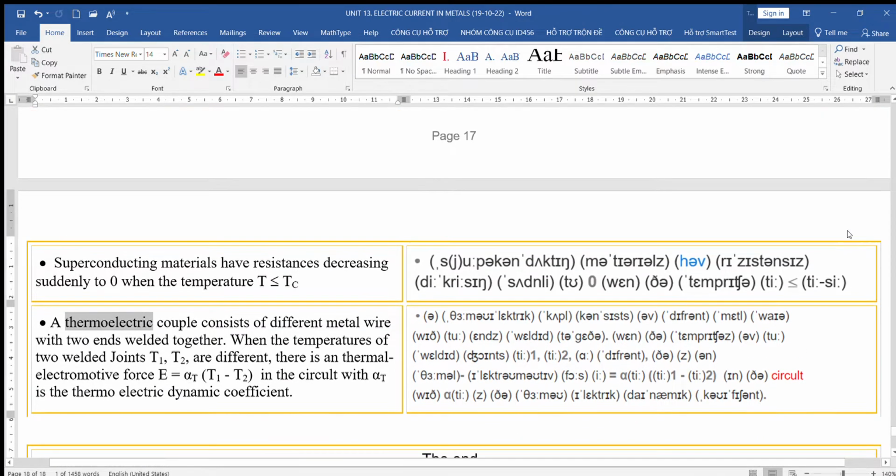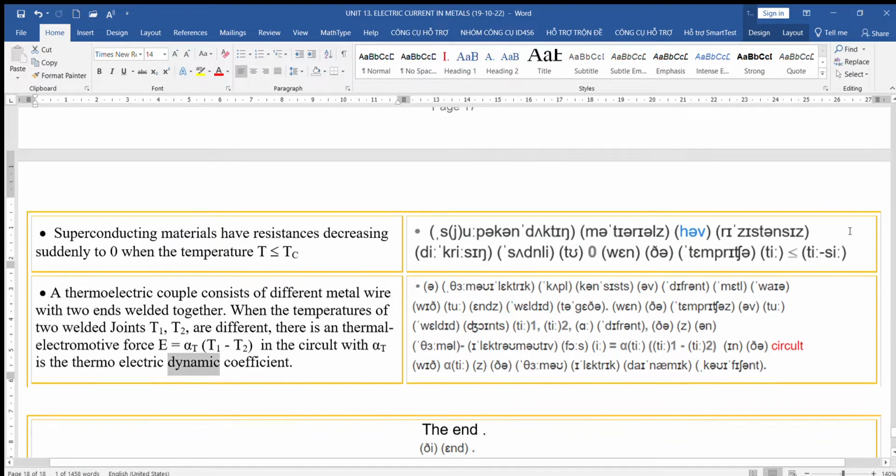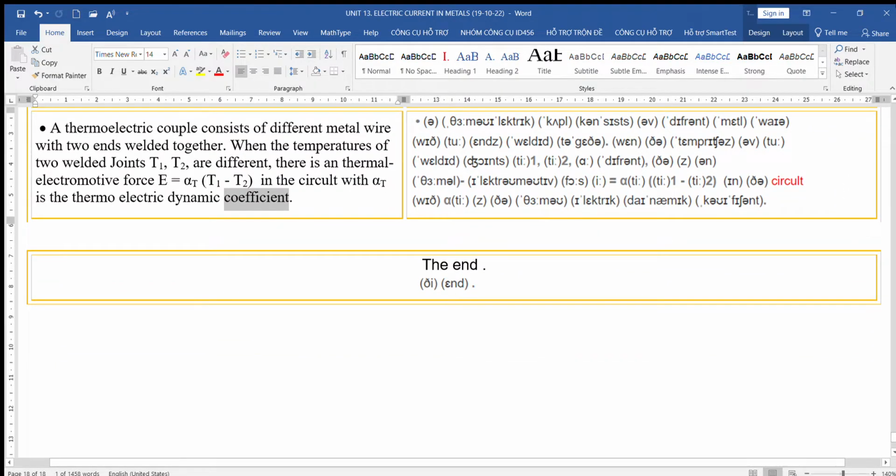A thermoelectric couple consists of different metal wires with two ends welded together. When the temperatures of the two welded joints, T1 and T2, are different, there is a thermal electromotive force E equals alpha_T times (T1 minus T2) in the circuit, with alpha_T the thermoelectric coefficient. The end.